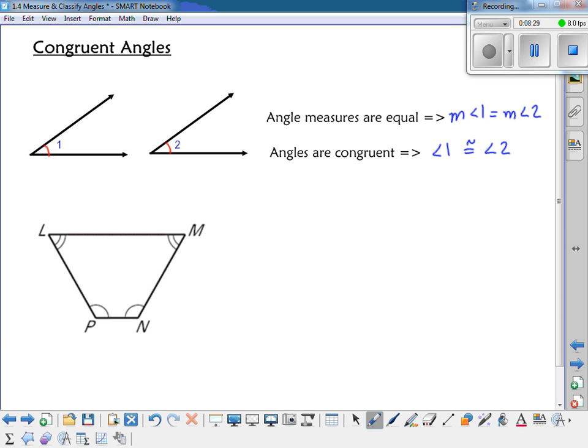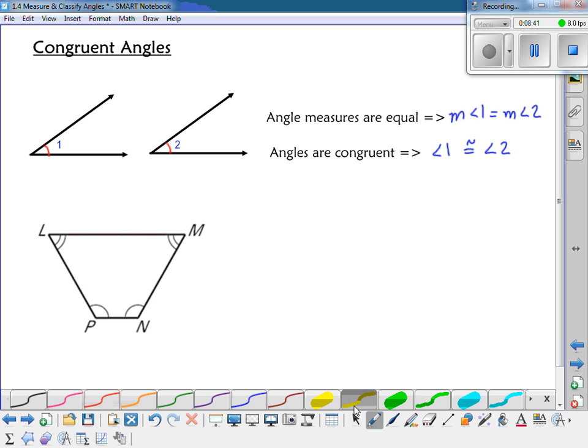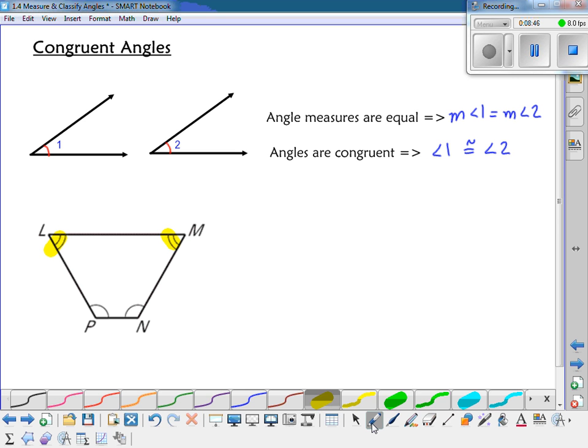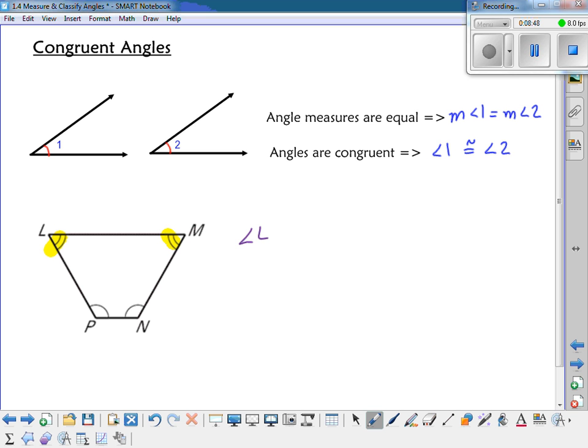And if you look at this other figure down here, when I have multiple angles that aren't all congruent to each other, then I need to use more than one arc. So in this picture here, you can see up here they have double arcs for angle L and M. So angle L is congruent to angle M in this figure, and angle P would be congruent to angle N.